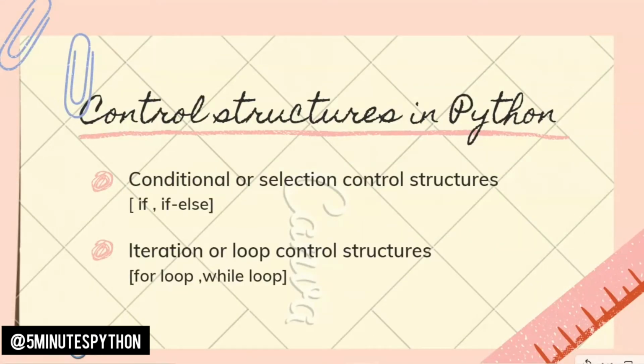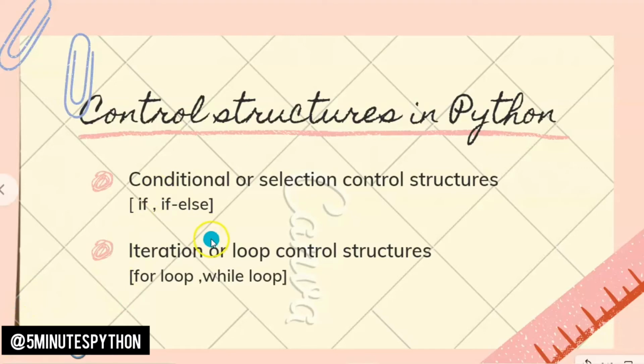Now let's deep dive into our topic. A control structure is nothing but a block of program and a flow of control which determines how our program should respond for the given condition. There are two types of control structures in Python. One is conditional control structure and the other is the iterational control structure. Let's see these two control structures in detail.